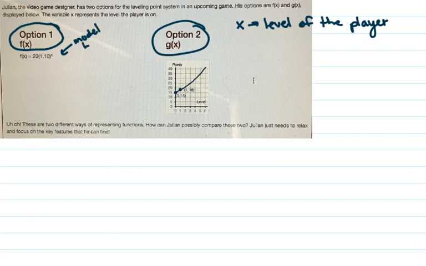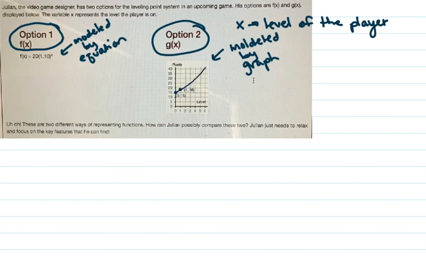And I'm looking specifically for option 1 or option 2. This option is modeled with an equation or a function. It's still exponential though, you can tell because the variable is in the exponent. And then this one is modeled by a graph. And it's still exponential. You can see that nice exponential curve to it. They both look like they're growing. And so let's look at how we can compare.